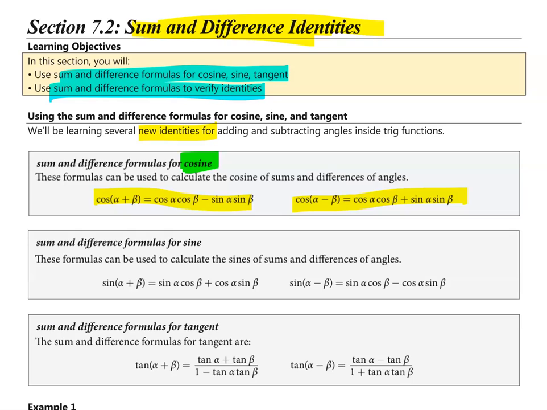And then next one is for sine, sum and difference formulas for sine. So that is sine alpha plus beta is sine cosine plus cosine sine. And sine alpha minus beta is sine alpha cosine beta minus cosine alpha sine beta.